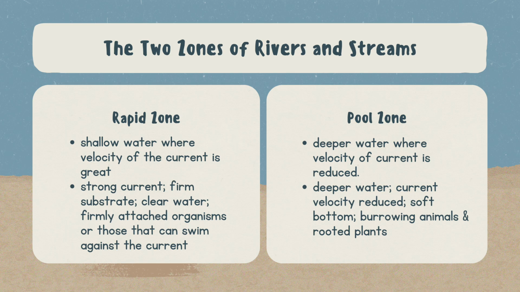So to proceed with the two zones of rivers and streams, which are the rapid zone and the pool zone. So for the rapid zone, it is a shallow water where velocity of the current is great, and it is further characterized as a strong current, firm substrate, clear water, and it has firmly attached organisms or those that can swim against the current. So for the pool zone, it is a deeper water where velocity of the current is reduced. So it is characterized as a deeper water compared to the rapid zone, and current velocity is reduced, but it has a soft bottom and burrowing animals and rooted plants.